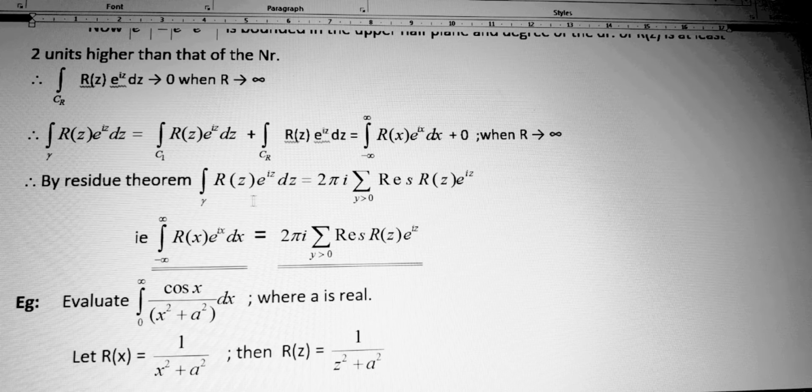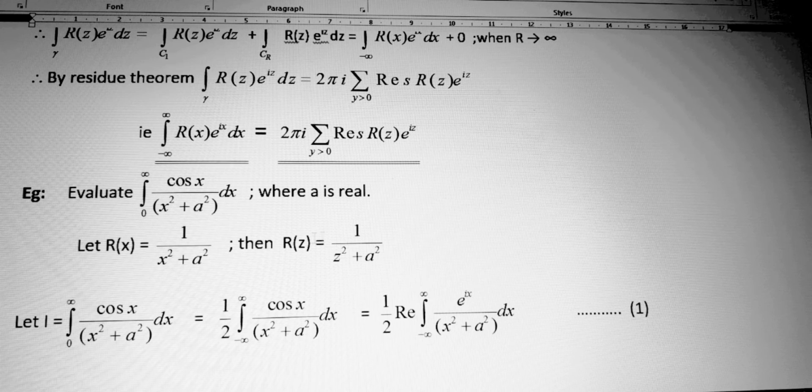So you have to remember this: the integral from minus infinity to infinity of R(x) e^(ix) dx equals 2 pi i times the sum over y greater than 0 of the residues of R(z) e^(iz). Example: evaluate the integral from 0 to infinity of cos x by (x squared plus a squared) dx, where a is real. We take R(x) as the coefficient of cos x, which is 1 by (x squared plus a squared). Then R(z) is 1 by (z squared plus a squared).